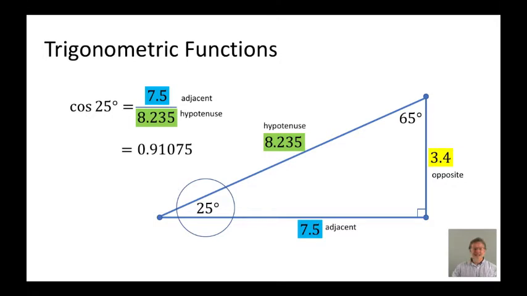And lastly, tangent. Tangent of 25 degrees. Now we're looking at opposite over adjacent. That's the yellow over the blue, or 3.4 divided by 7.5.